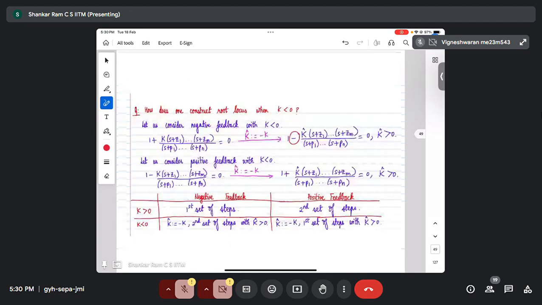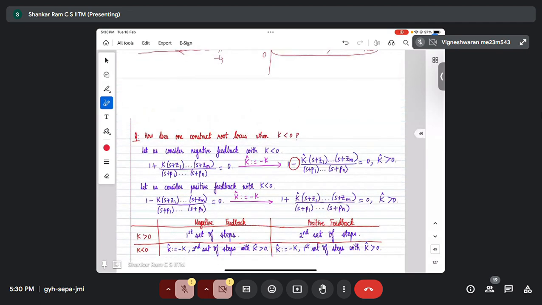I hope it's clear, because a real controller parameter can go from minus infinity to plus infinity, right? Who told you it should always be positive? So it's not necessary, correct? As we discussed, you and I should always plan for the general case, not for the specific case. So given that, how do we plan for this particular case where K is less than 0?